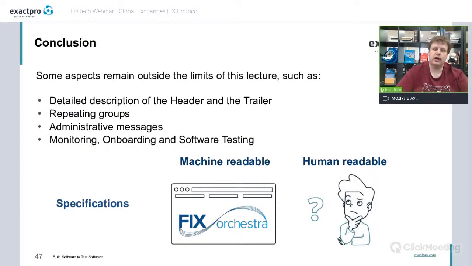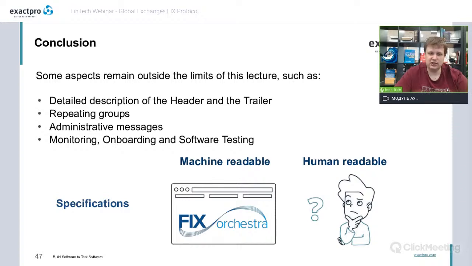What we have not covered today is the main thing that specifications exist in two different forms, or a combined form: machine readable and human readable. There is a dedicated project within the FIX Trading Community to improve machine readable specifications. It is called FIX Orchestra. I hope we'll cover it at some later date.